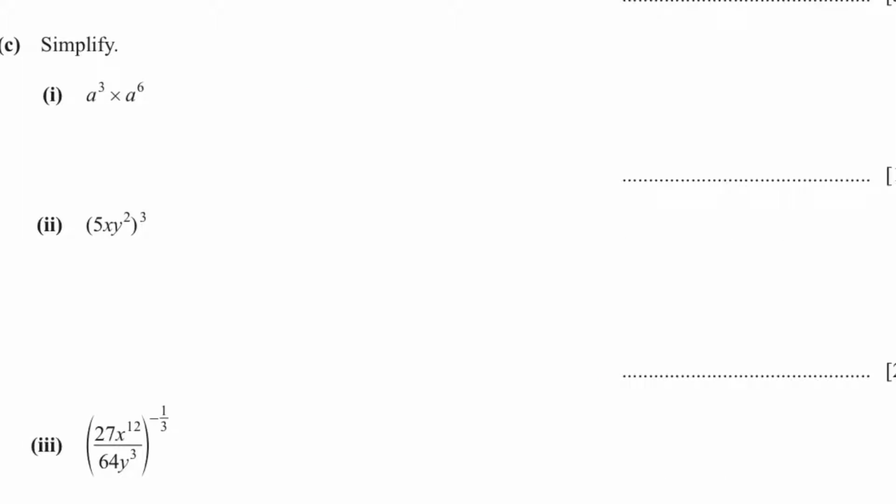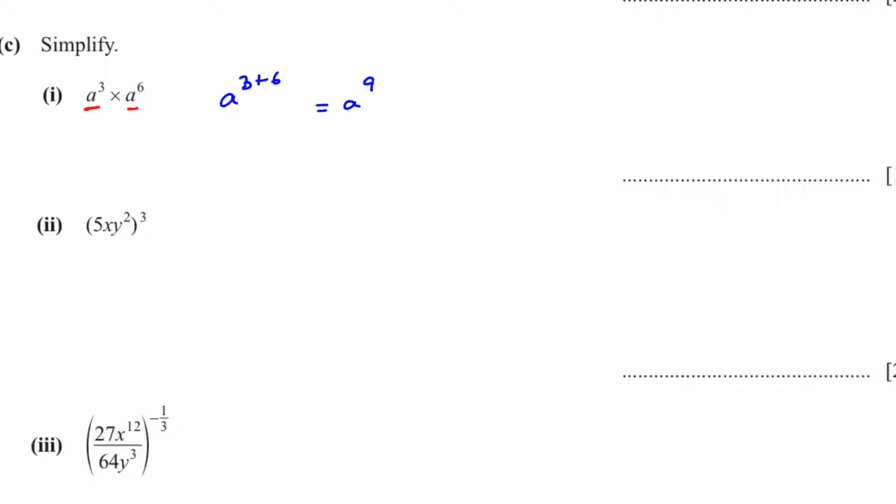2c is simplify. I hope you know the indices rules very well. I have collected a number of questions from indices and have put up in a video. You can go through that. If you multiply and the base is same, you add the power. So it will be a to the power of 3 plus 6, which is a to the power of 9.